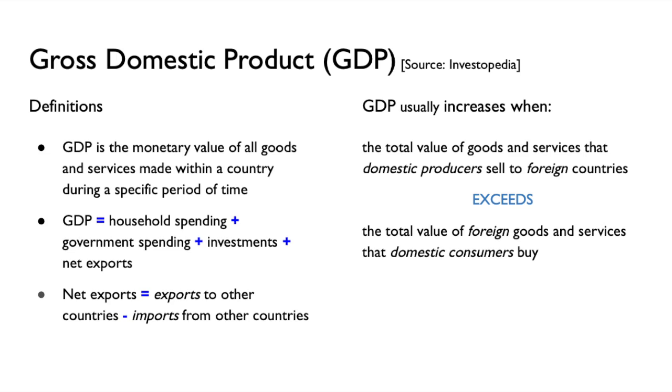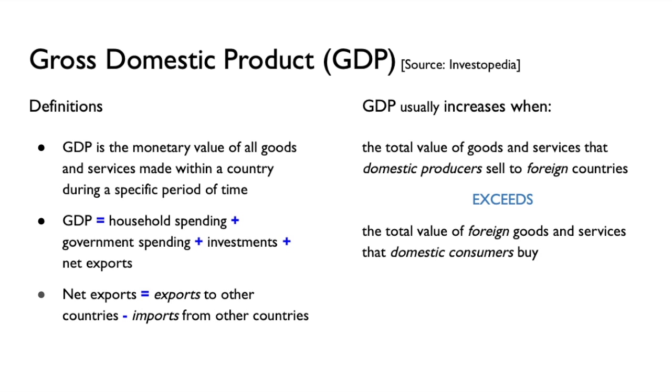Before going into the details of this article, let me share a few basic points related to GDP. GDP is the monetary value of all goods and services made within a country during a specific period of time, typically on an annual basis. In simple terms, a country's GDP calculation encompasses household spending, government spending, investments, and net exports, which is exports to other countries minus imports from other countries.